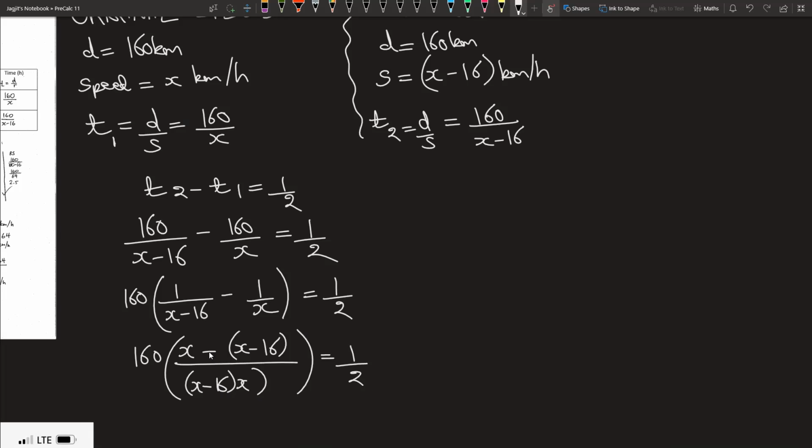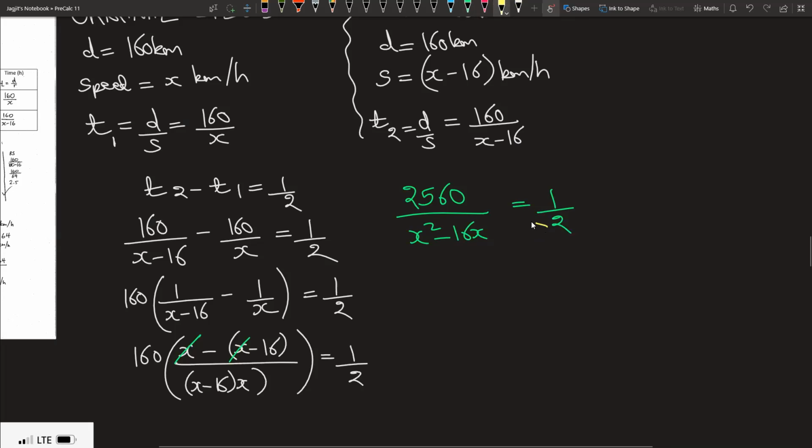Okay, guys, now look at this. You have x minus x, which cancels. And then you have minus 16, which will become plus 16. So you have 160 times 16. What's 160 times 16? That gives you 2560. So what you have over here is 2560 over x squared minus 16x is equal to 1 over 2.